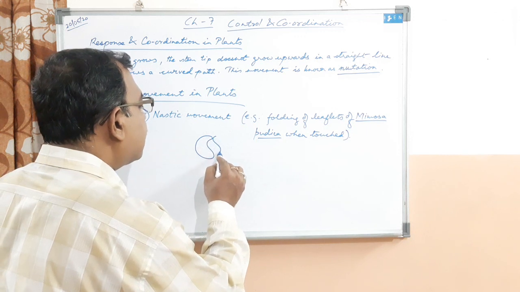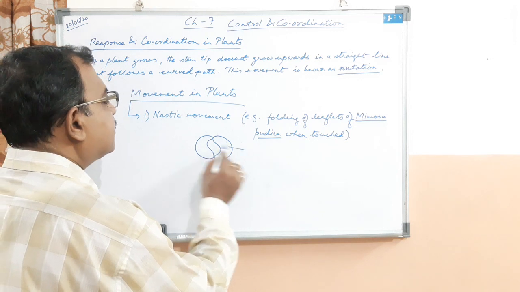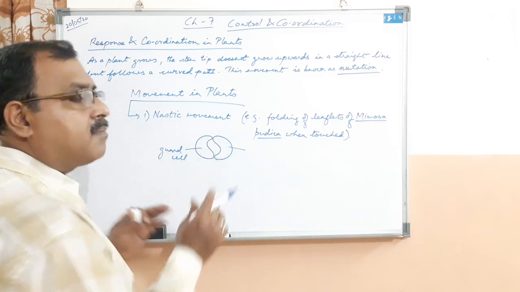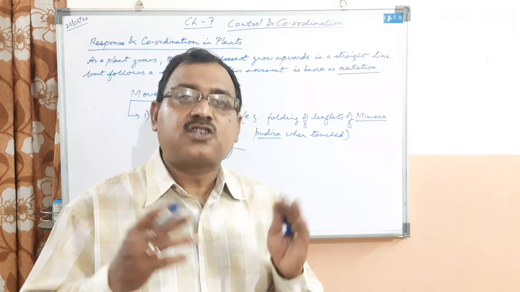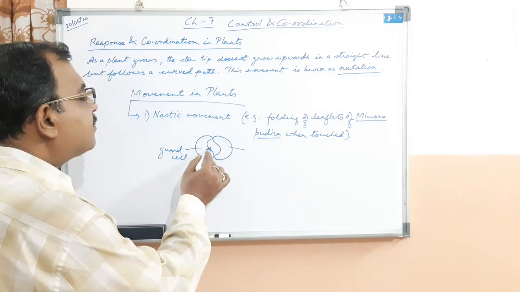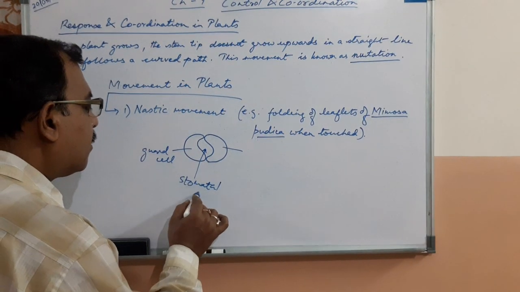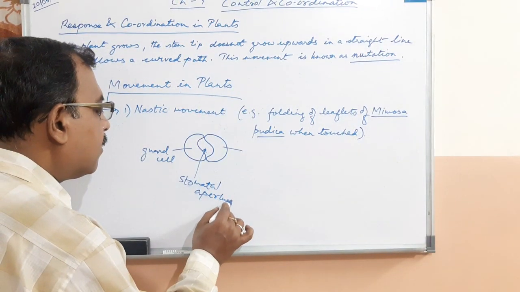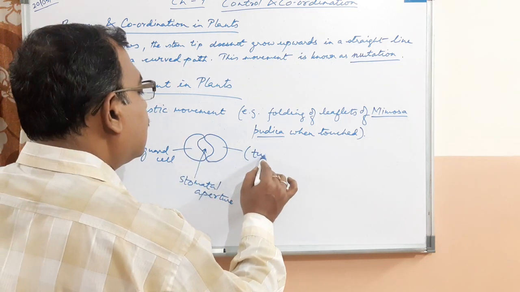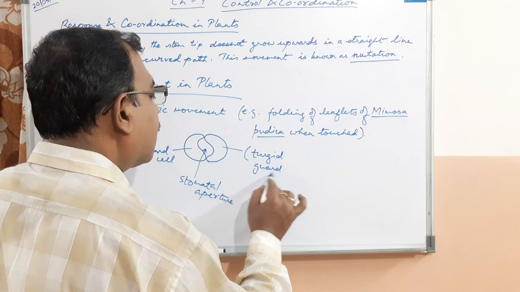they acquire this shape. These are the guard cells. They become distended. Distended means turgid, means they swell up due to accumulation of water. And this is the stomatal aperture. Clear? So these are turgid guard cells.